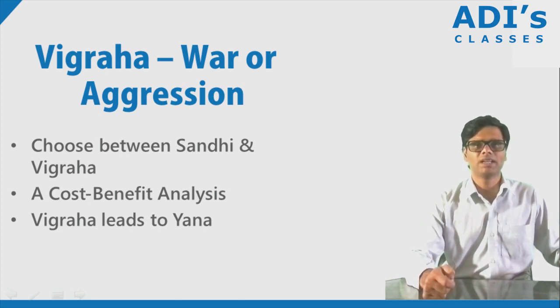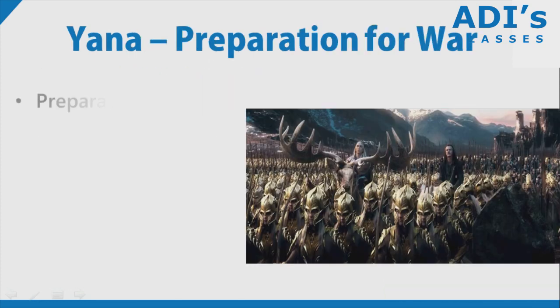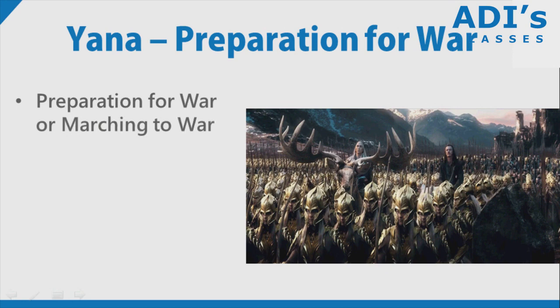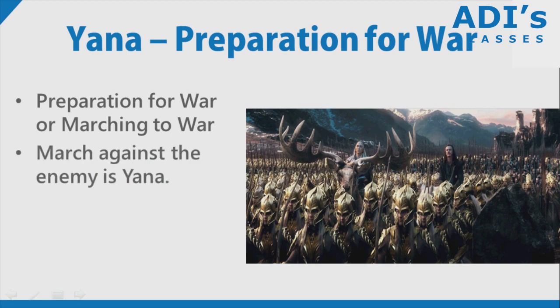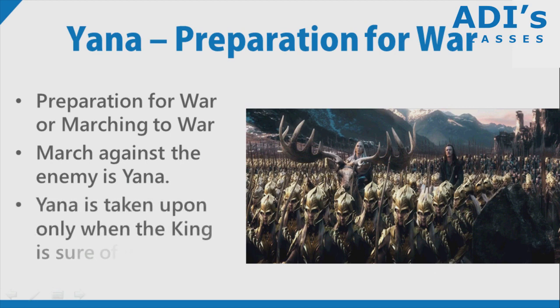Yana means preparing for war or marching to war. If the ruler chooses the policy of Vigraha, then he marches upon the enemy. This march against the enemy is called Yana. Yana is taken upon only when the king is sure of victory. If the chances of victory are low, then Yana is not an acceptable policy.